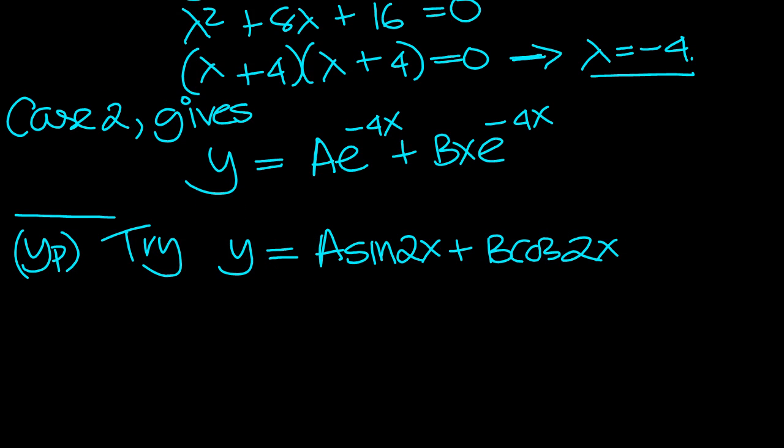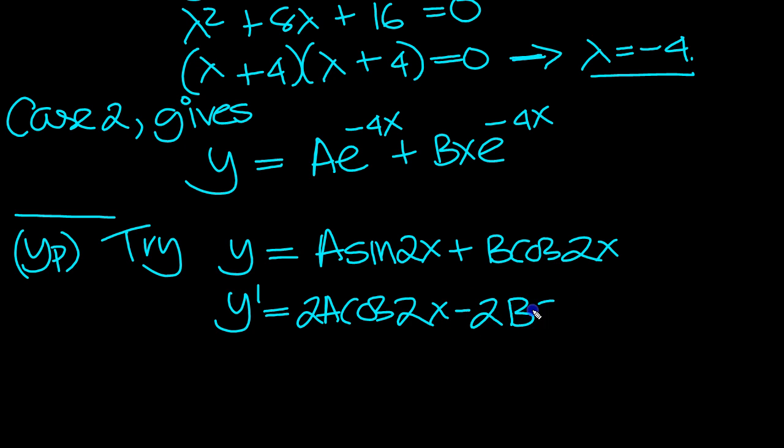So let's differentiate then. Differentiating, y dashed, what do we get? Sine goes to cos and the 2 comes out. So it's 2a cosine 2x plus, no, it's a minus, isn't it? Because cos goes to minus sine and the 2 comes out again. Minus 2b sine 2x, there's y dashed.